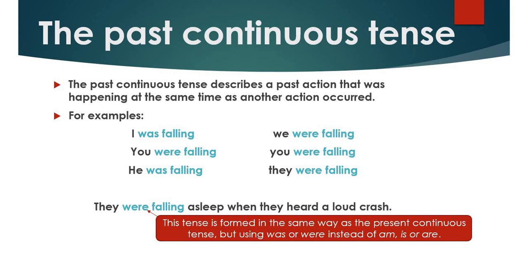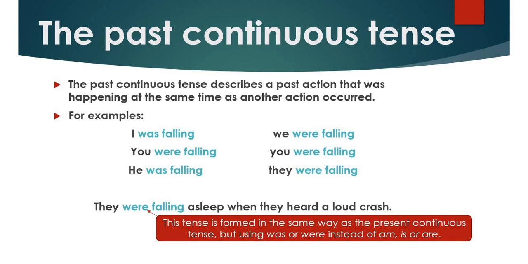For the past continuous tense, the past continuous tense describes a past action that was happening at the same time as another action occurred. For examples, I was falling, you were falling, he was falling, we were falling, you were falling, they were falling. They were falling asleep when they heard a loud crash.